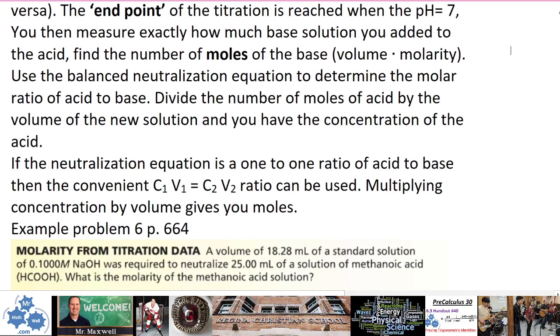If the neutralization equation is a 1-to-1 ratio of acid to base, then this is a convenient ratio: C1V1 equals C2V2. So if you have a concentration times a volume and those moles need to be equal to another concentration times a volume, you can simply find the other volume. The concentration of the one times the volume should equal the concentration of the second one times the volume. So you can solve for any unknown in this ratio. C1V1 equals C2V2. Multiplying concentrations by volume always gives you moles.